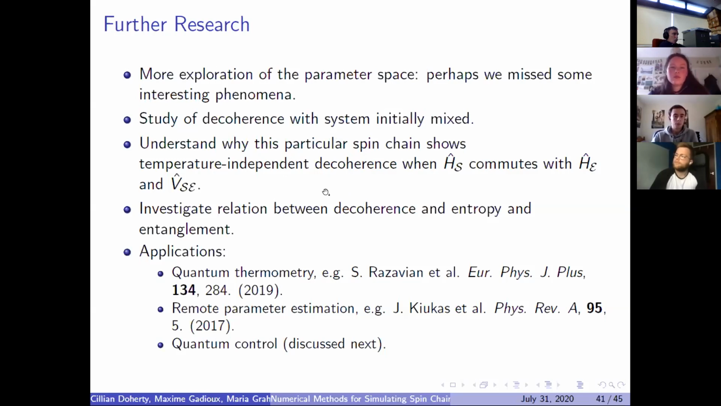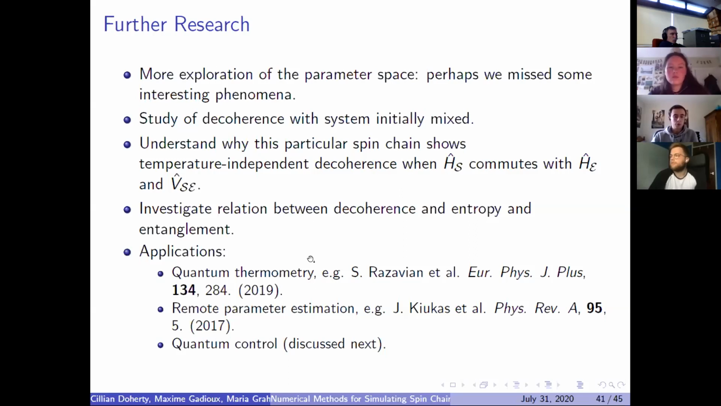Also, it might be interesting to study the relation between decoherence and entropy and entanglement. This, I think, has been done before, but with different spin chains. And finally, there are a number of applications that we can do. So one is quantum thermometry.